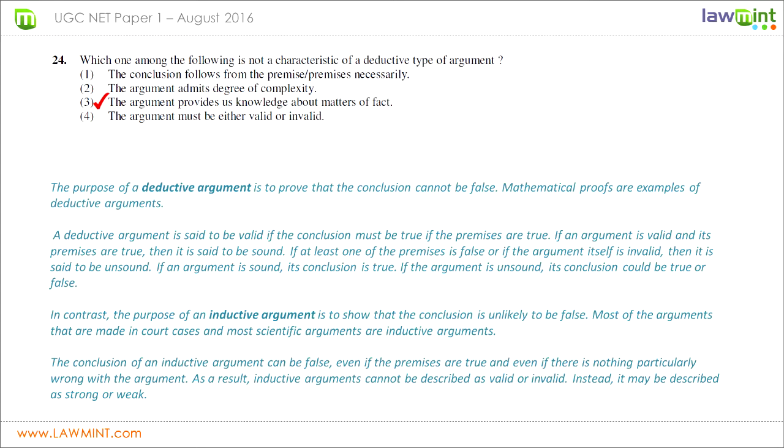Statement 4 says an argument must be either valid or invalid, which is also a true statement because, as you can read in the text below, a deductive argument can be either of these. Therefore, this is also a valid characteristic. Now we are left with answer choice 3, which says that the argument provides us with knowledge about matters of fact. And this is not a valid characteristic of a deductive type of argument. Therefore, the answer choice here is option 3.